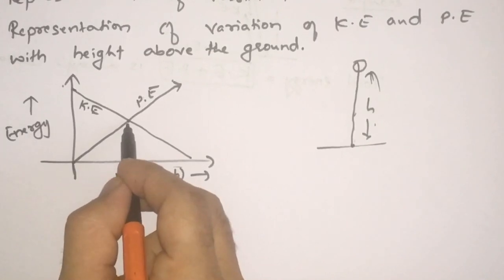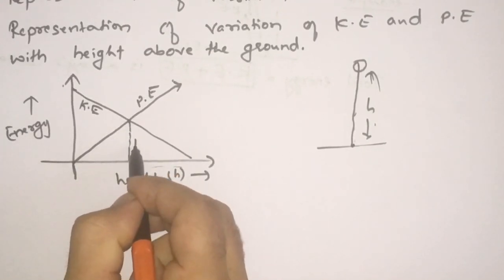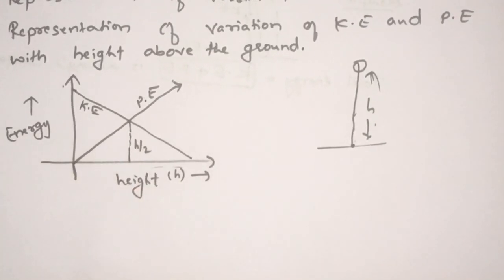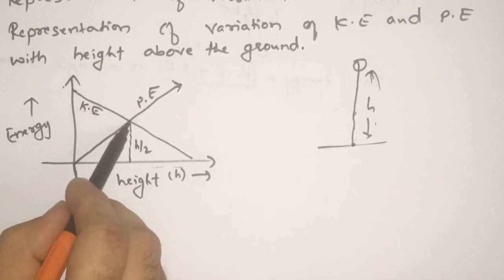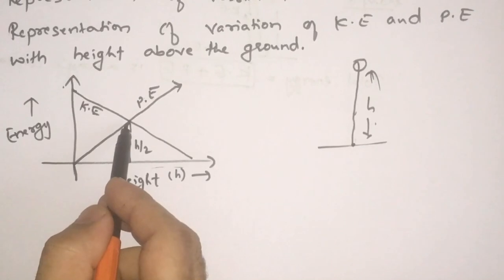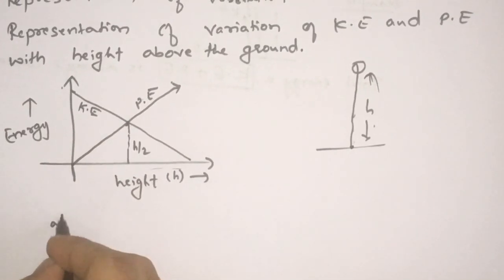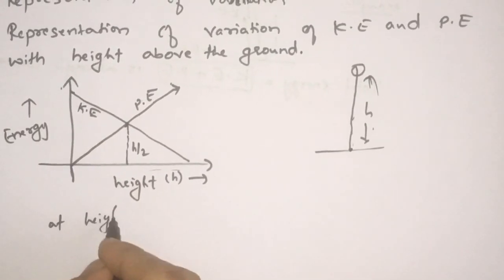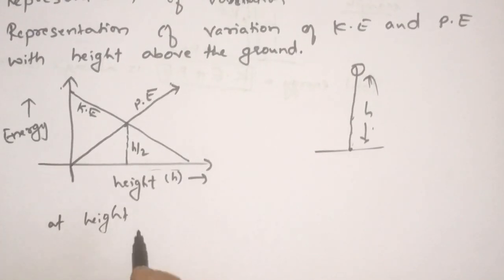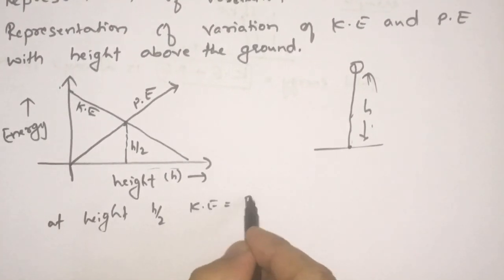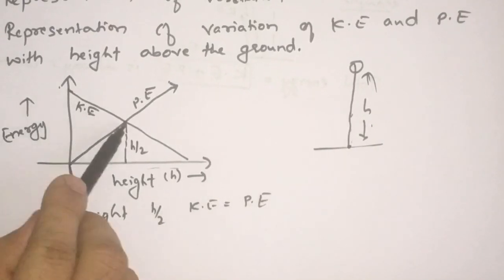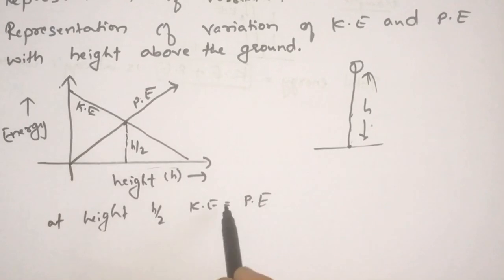Somewhere here the height becomes h by 2, half. At this height, the kinetic energy and the potential energy will be always equal. At height h by 2, kinetic energy will be always equal to potential. See the graph here, kinetic energy and potential energy is same, correct or no?